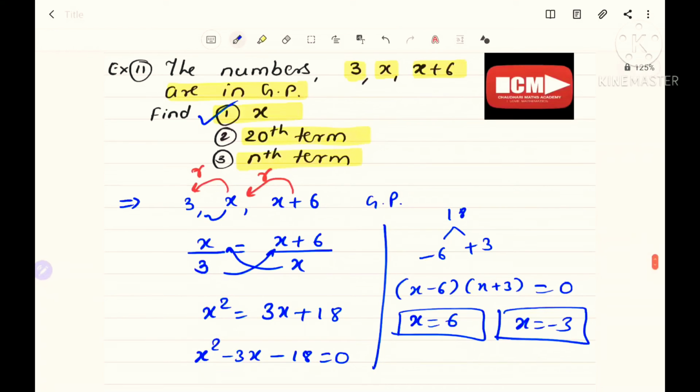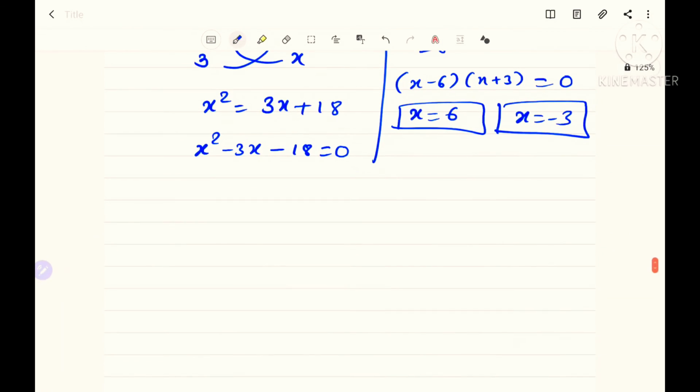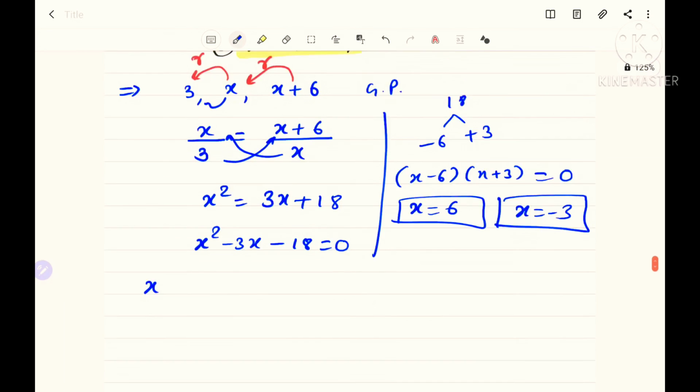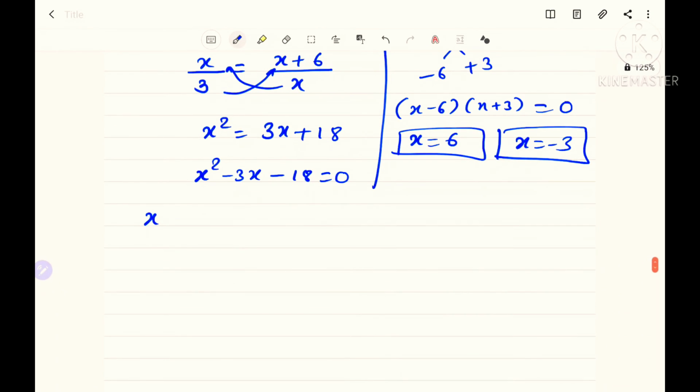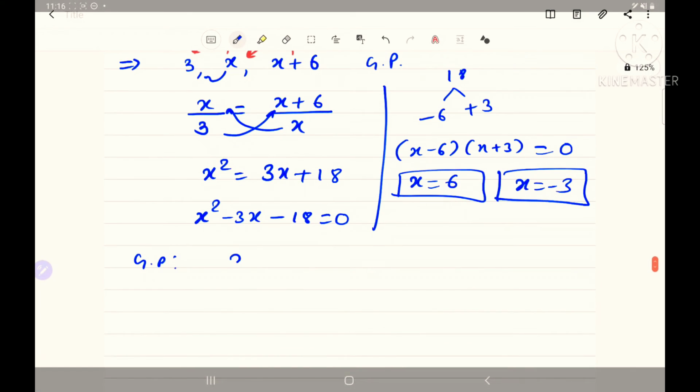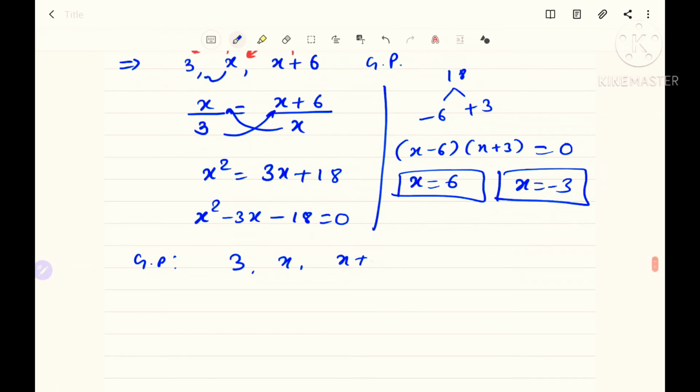If I take x equal to 6, so these are the three terms of the geometric progression: x, 3x and x plus 6. So let me write the geometric progression again. It is 3, then x and x plus 6. What if x is equal to 6? Then it becomes 3, 6 and 12. And if you observe, this is in GP.